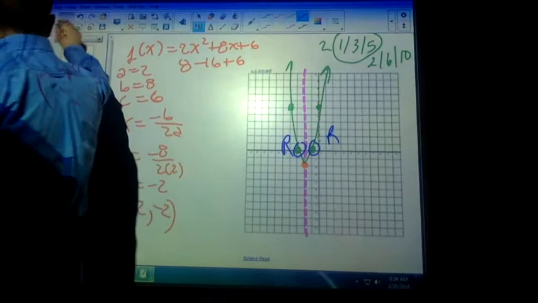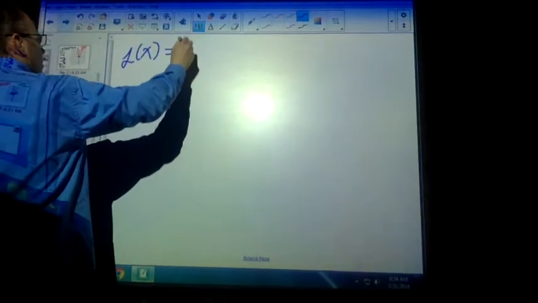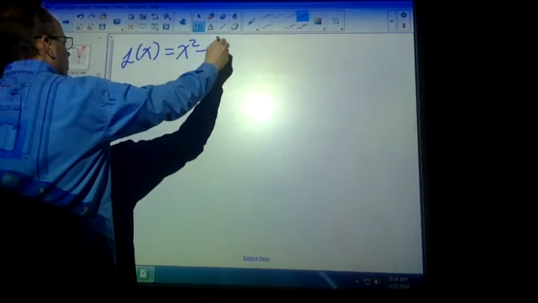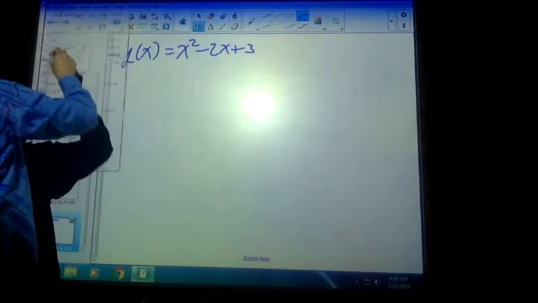What's the next one say? Okay. F of x equals x squared minus 2x plus 3. So where does that cross the y-axis? 0, 3. Yeah.